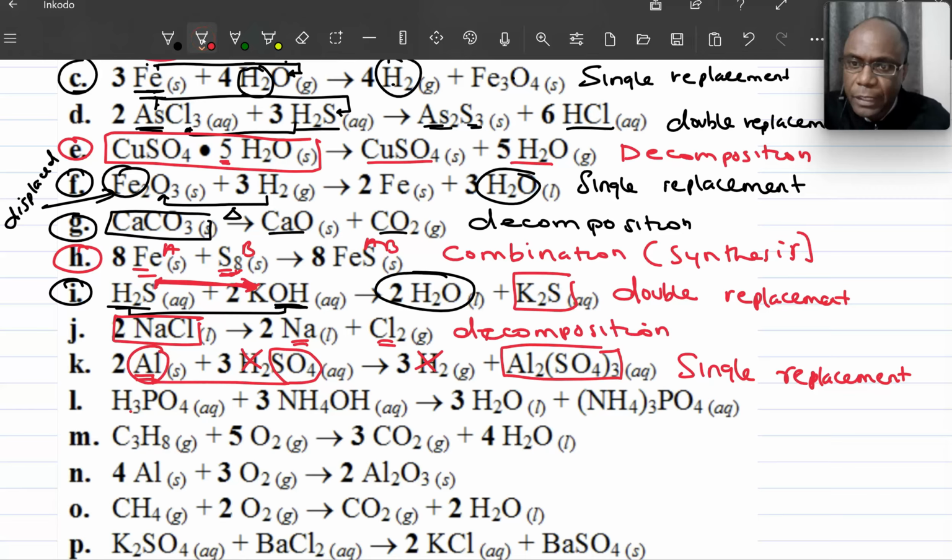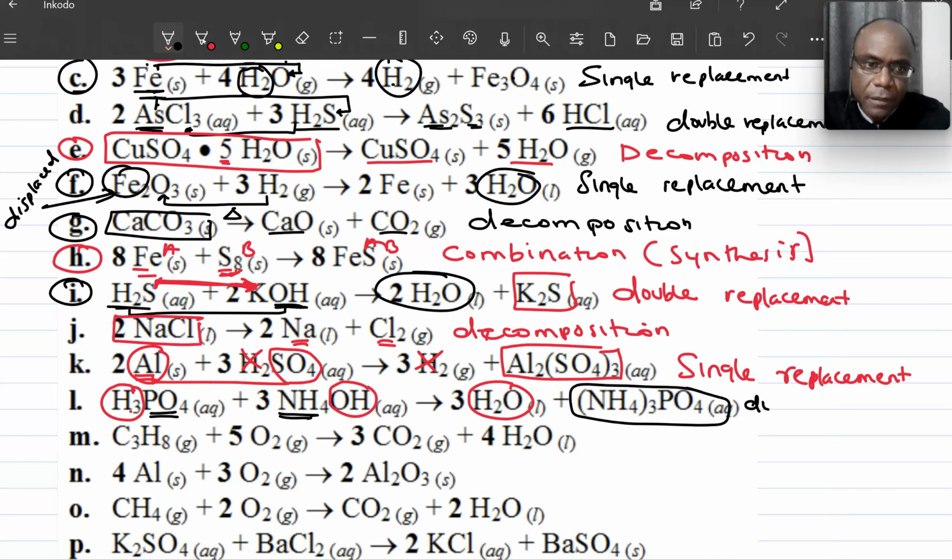Next, I have phosphoric acid giving its hydrogens to OH to give me water. And then I have the ammonium picking up the phosphate to give me ammonium phosphate. This is double replacement because there's swapping, switching, exchanging of partners.